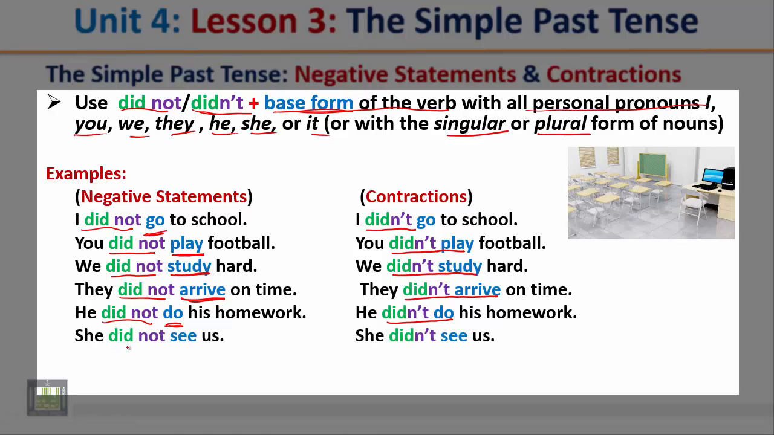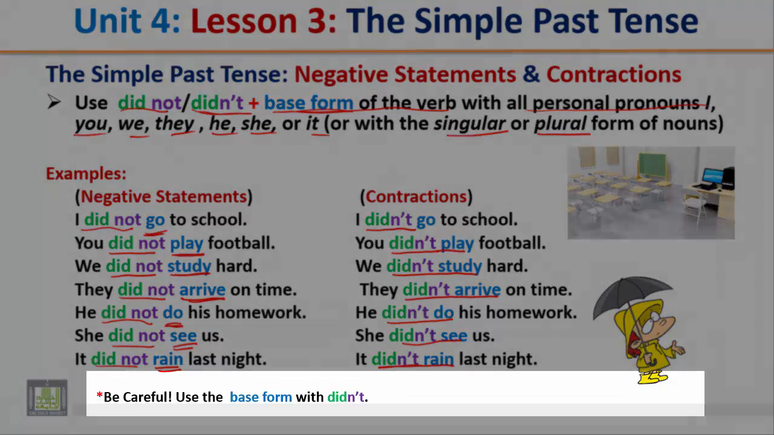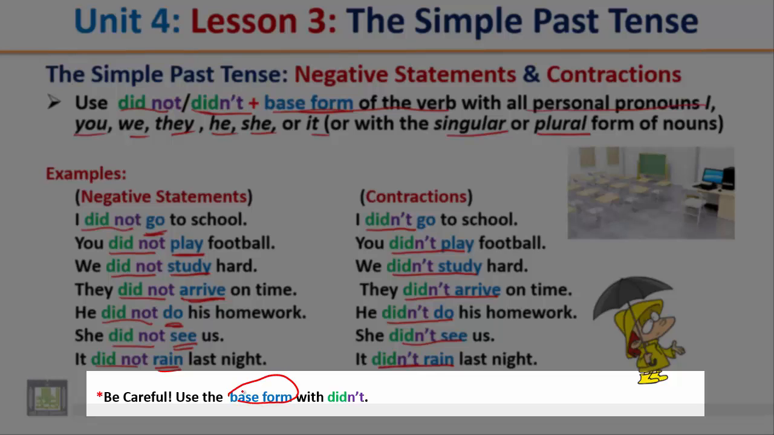Another example. She did not see us. Again, after did not, we use the base form. The contracted form, didn't see. She didn't see us. The last example. It did not rain last night. Again, after did not, we use the base form. The contracted form, it didn't rain last night. Didn't rain. So, be careful. Use the base form after did not. So, when you use did not, use the base form of the verb.